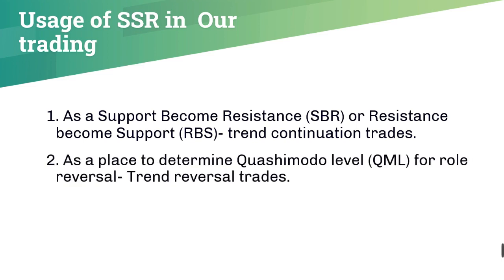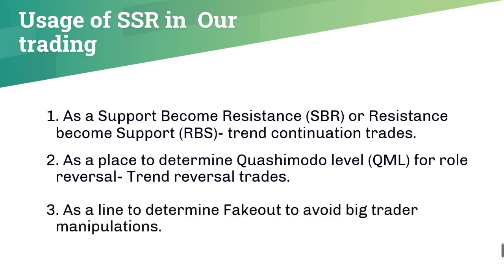Second is as a place to determine the Quasimodo level. This is the one that a lot of you are waiting for. It is a place to determine the Quasimodo level, QML, for role reversal, so trend reversal trades. This might also be a trend continuation trade. It depends on which trend, the minor or the major trend. The third is as a line to determine a fake out, to avoid big trader manipulation. So this is the usage of SSR in our trading.